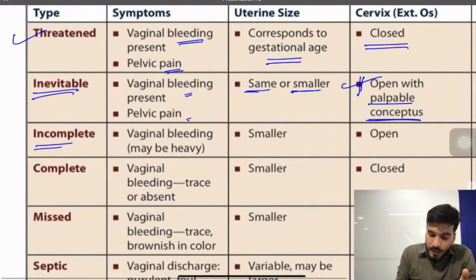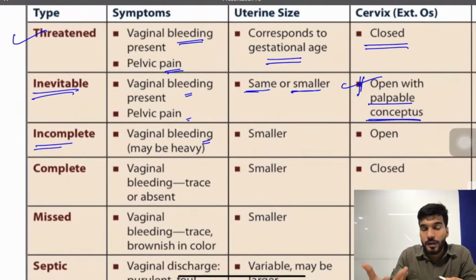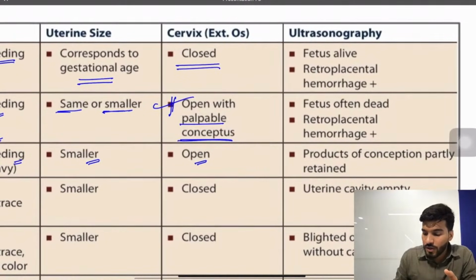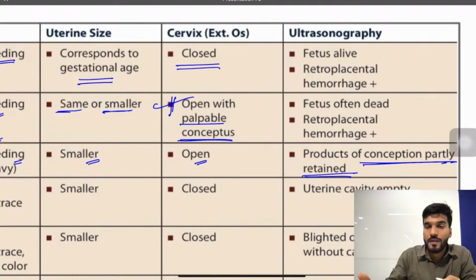Based upon the incomplete one, bleeding may be heavy in case of an incomplete abortion. The uterine size is smaller, the os is open, and products of conception are partially retained. That's what I have mentioned, that the patient will give the history of expulsion: yes doctor, I have passed some clots, now the rest of the clots are still retained inside, so you will go for suction and evacuation.